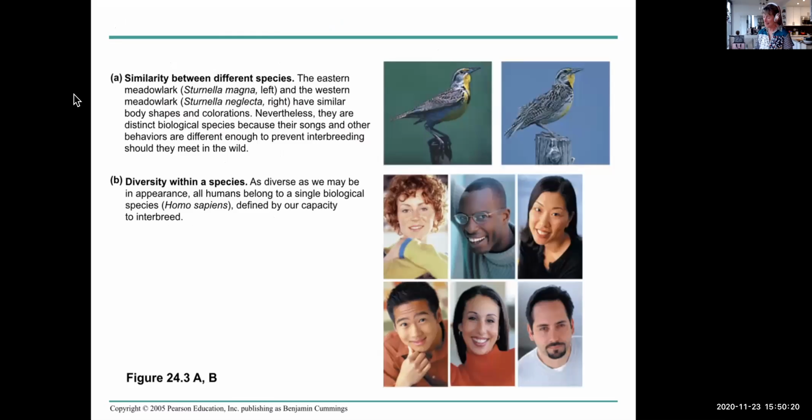Anyway, there is similarity between different species, sometimes quite marked similarity. So these, for example, are meadowlarks. They're both meadowlarks. They're both in the same genus, Sturnella, but they're two different species. They're distinct biological species because their songs and other behaviors are different enough to prevent interbreeding. So they look the same, but their behavior is quite different.